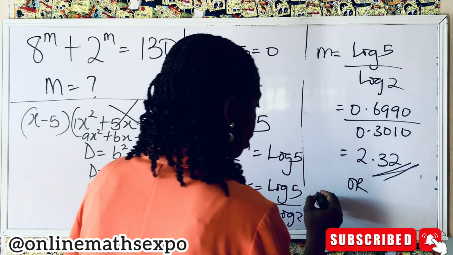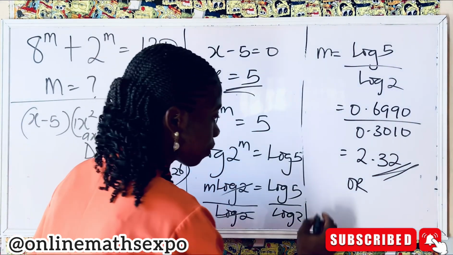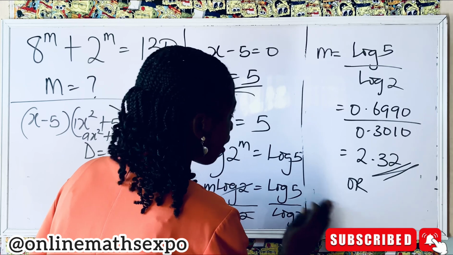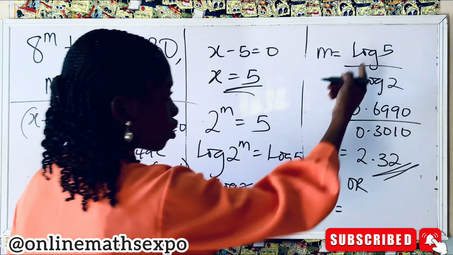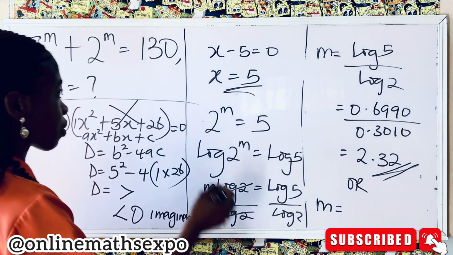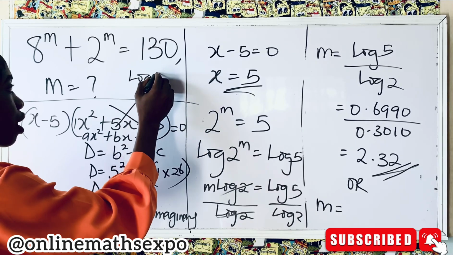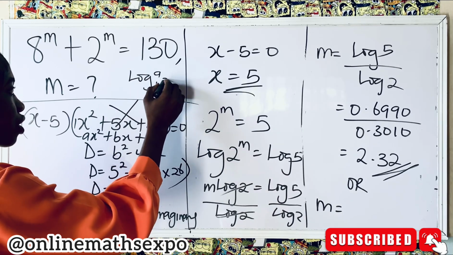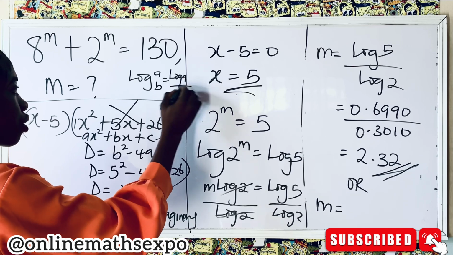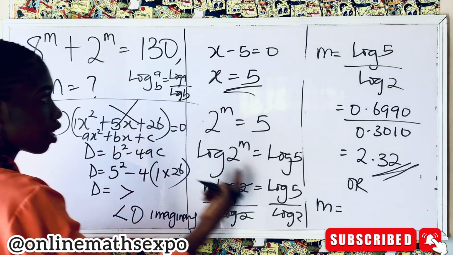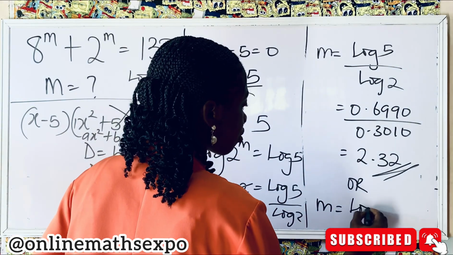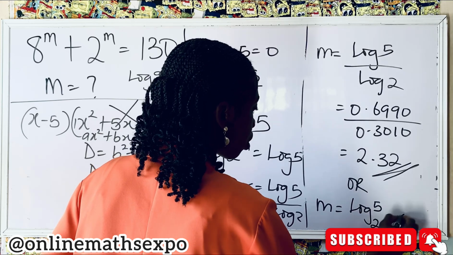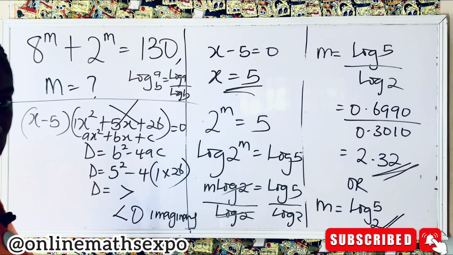You can also leave it in log form as m is equal to, remember your change of base, which says if you have log a base b is equal to log a over log b. Okay, so in this case we are going to have log 5 base 2. So either of these two is correct.